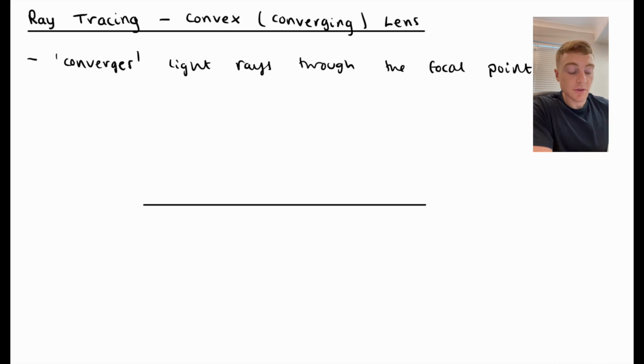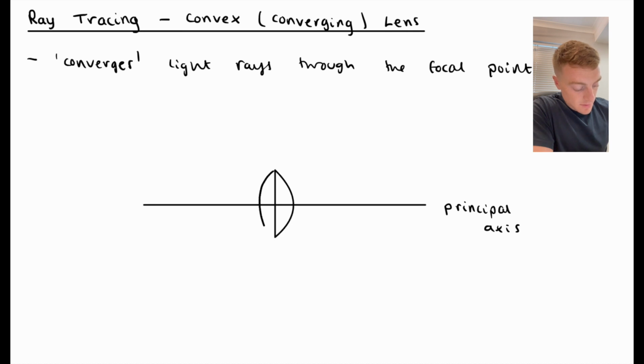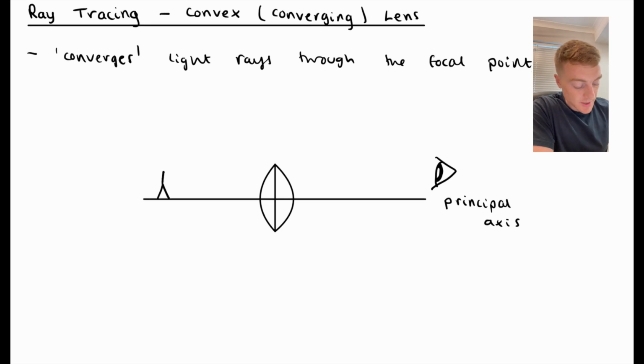So first of all, we're going to start off by drawing something called the principal axis. Next, let's draw the lens at the center of this line. Now, a convex lens is thin at the edges and it gets wider at the center. So let's draw something like that. So that's my convex lens. Now, what I'm going to have is an observer. So let's draw someone's eye looking through the lens at an object. And let's say this object is a person.